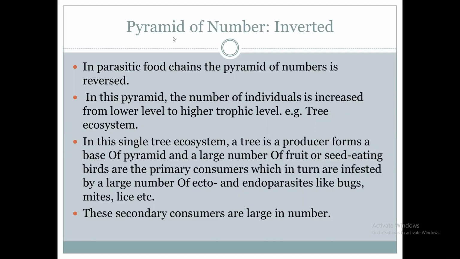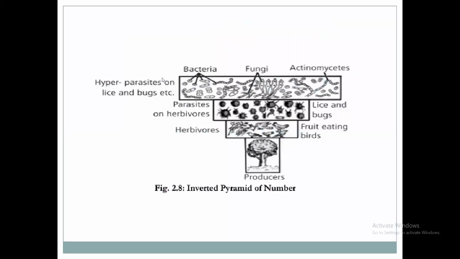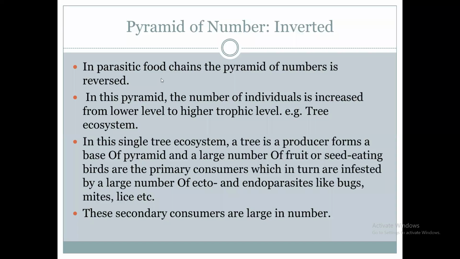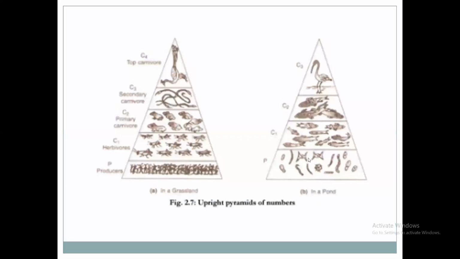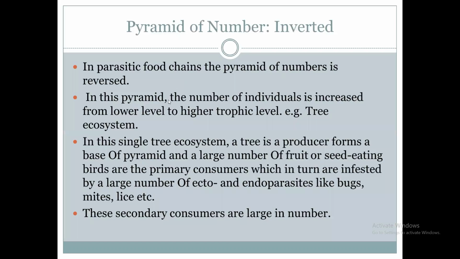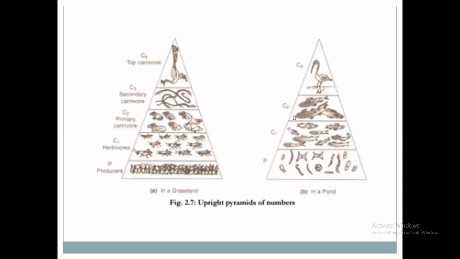In this, the pyramid of numbers is reversed. Reverse. In the earlier pyramid, numbers are decreasing towards up. Okay. So in this inverted pyramid, the number of individuals is increased from lower level to higher trophic level. The number of individuals is increasing from lower level to higher level.